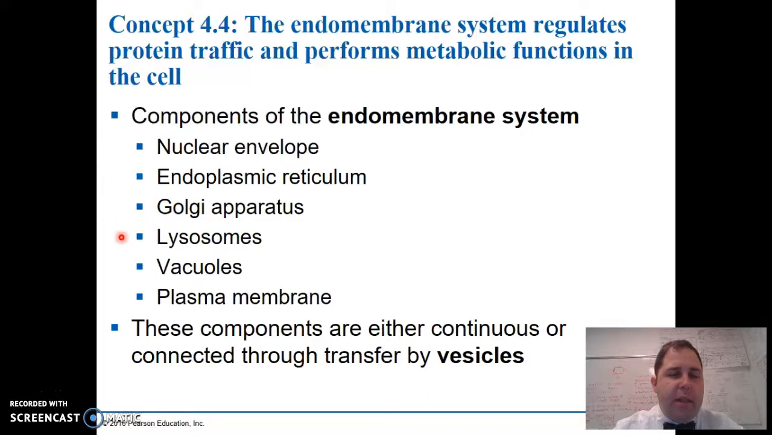You can send it to a lysosome to be destroyed in case you didn't like what you made. You can send it to a vacuole to be stored for later. And you can send it to a plasma membrane so that you can either release it from the cell or at the very least put that protein into the plasma membrane so that you can have some functionality at the membrane. Between all of these features of the endomembrane system, components are either continuous, so they're connected to each other, or proteins transfer by vesicles, which are small membrane sacs that can move between the structures.